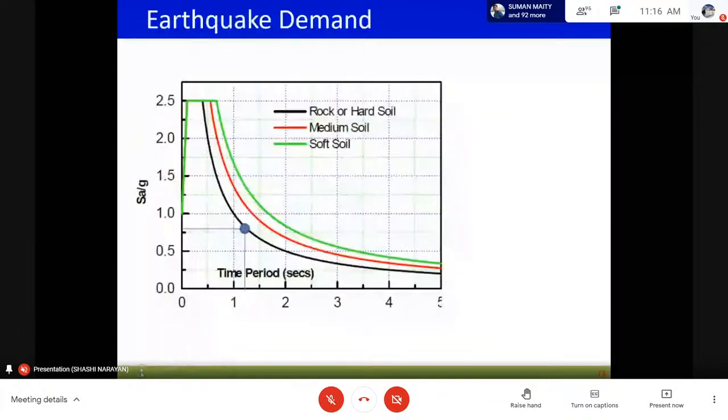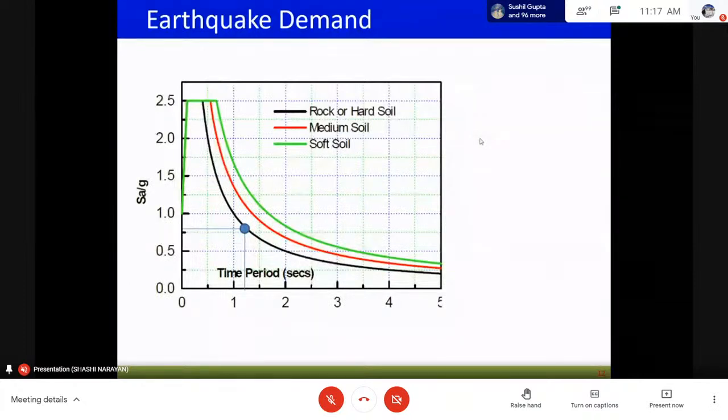And one more very important thing is that we have earthquake demand spectra, that is the SA by g versus the time period of the structure. We all know that an earthquake is actually a displacement of the ground rather than a force. With that displacement, we get a corresponding force which is to be resisted. So this force demand is based on the time period of the structure.